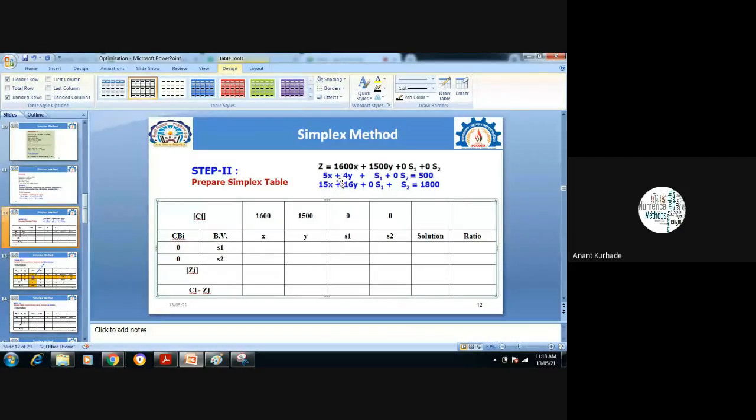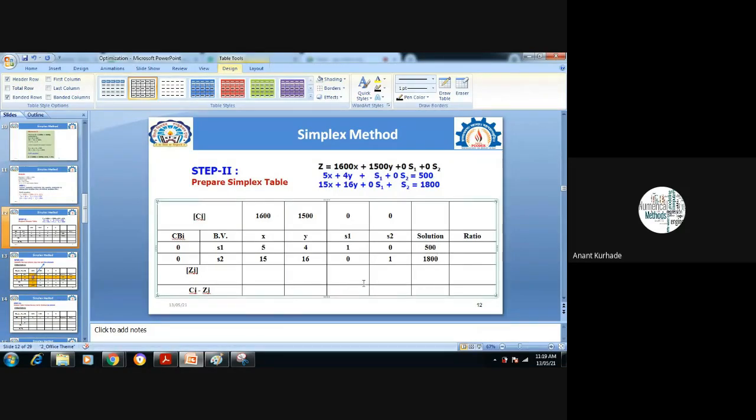Now we'll move further to the constraint equations. The first row means the first constraint equation, the second row means the second constraint equation. Now we have to put them as they are, below x, y, s1, s2. Write down the coefficients from the constraint equation. Your constraint equation is 5x plus 4y plus s1 plus 0 s2 equals 500. The coefficient of x is 5, y is 4, s1 is 1, s2 is 0, equal to 500. Next, the second one: coefficient of x is 15, y is 16, s1 is 0, s2 is 1, equal to 1800.